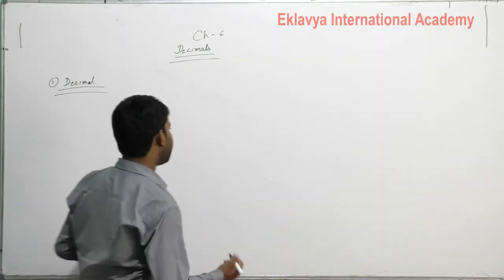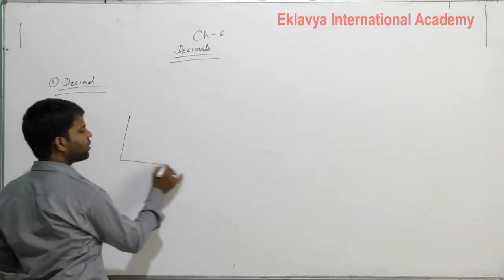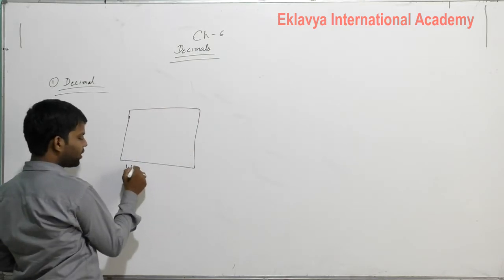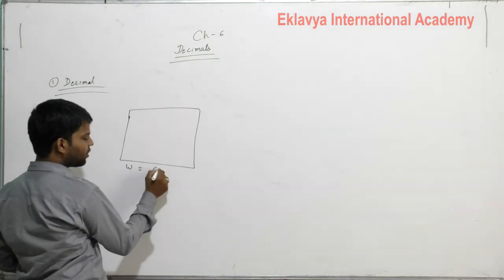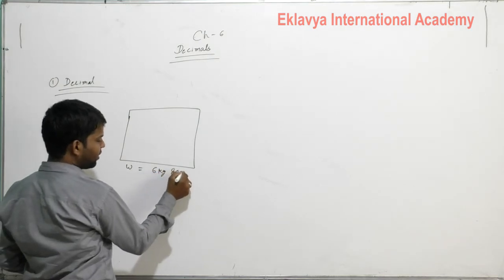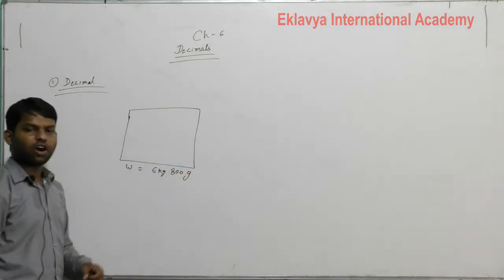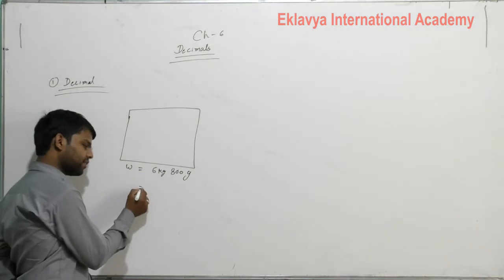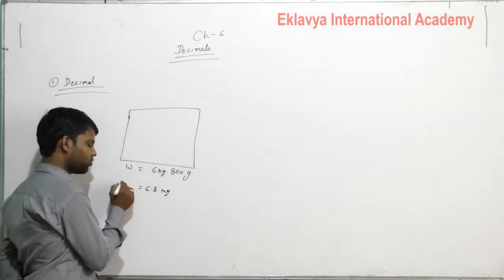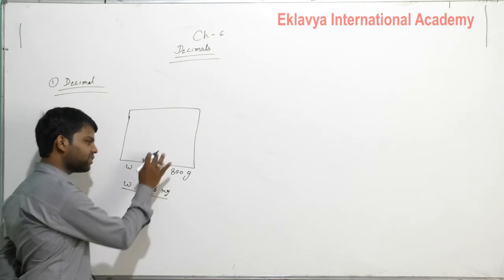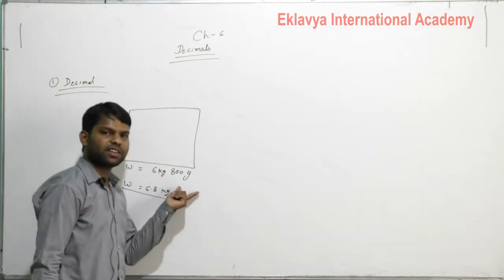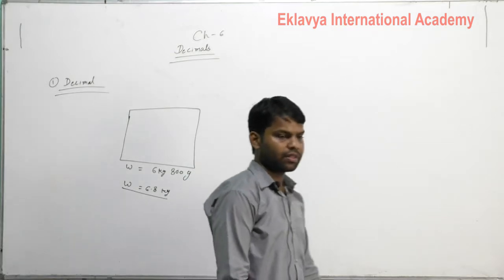Like if I say we have a box and the weight of this box is equal to 6 kg 800 grams. So how will we write it in decimals? 6.8 kg. So we can also say the weight of this box is 6.8 kg, otherwise 6 kg 800 grams.